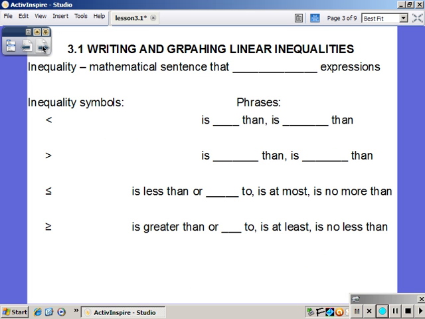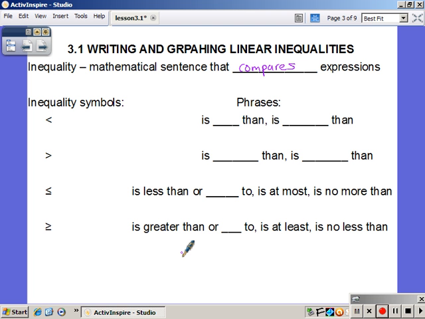Hopefully that gave us a nice review of inequalities. You definitely have dealt with them in the past. If we then take a look at our notes for today, we start out with a definition of what an inequality actually is. It is a mathematical sentence that compares expressions. We're not setting expressions equal to one another, we are comparing them to one another.